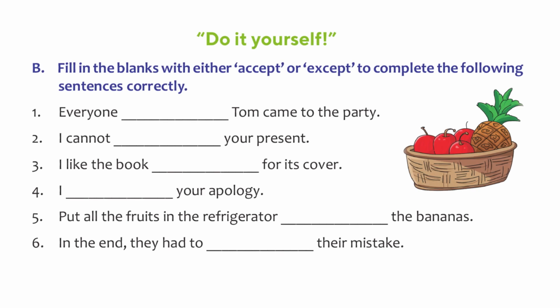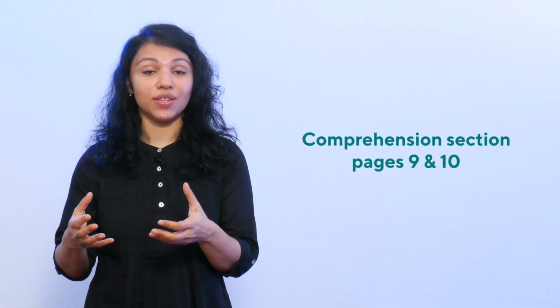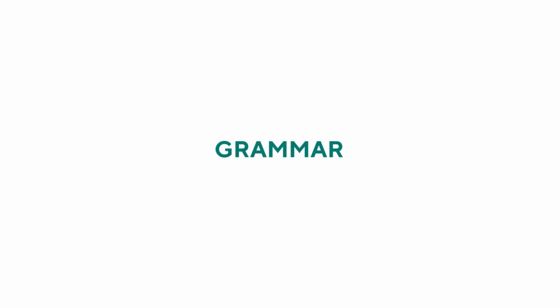Let's look at the first one. Everyone dash Tom went to the party. Everyone except Tom went to the party. The rest of it is for you to do. Following this, you have a comprehension section with a bunch of questions. If you try and answer them, you would know if you actually understood the story. If you find it difficult to answer any of those, you know what to do. Go back to the story and read it once again. All the best.